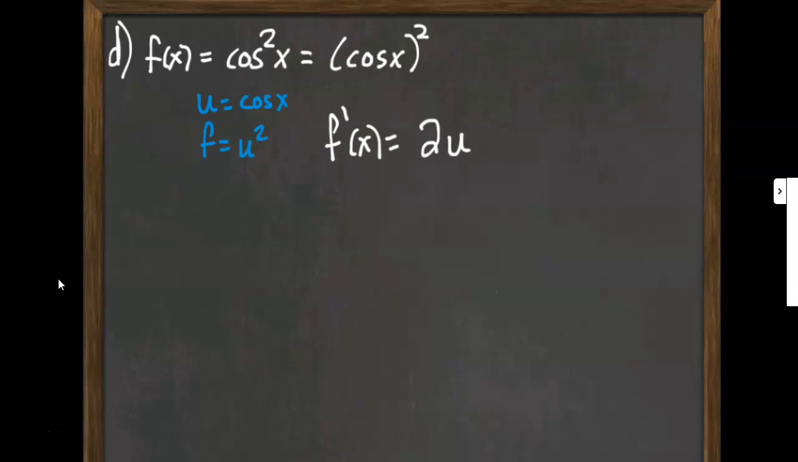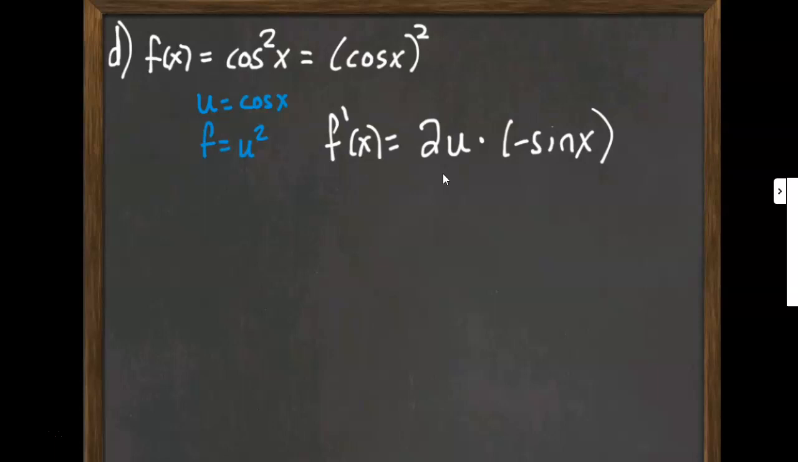So this time I'm not going to write down quite as much detail. When I come to the outer function here, I'm just going to go ahead and do its derivative. The derivative of u squared is just 2u, and then times the derivative of the inside function, cosine x. The derivative of cosine is negative sine. So f prime is 2u times negative sine x.